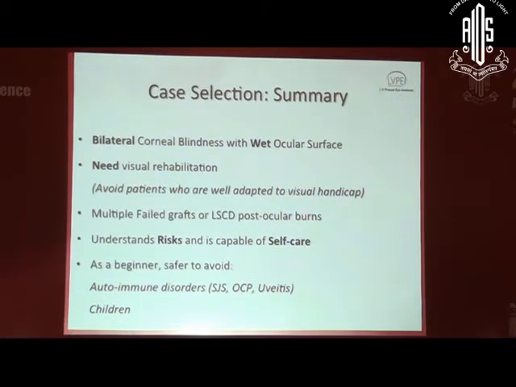Make sure that the patient understands the risks of this procedure, and that is why I am very, very reluctant in doing a keratoprosthesis in a child, because the child himself or herself does not understand the risk and is not capable of self-care. Patients who are capable of taking care of themselves are probably better patients to start off with. And as a beginner, I would advise you to avoid autoimmune disorders and avoid children as far as possible.